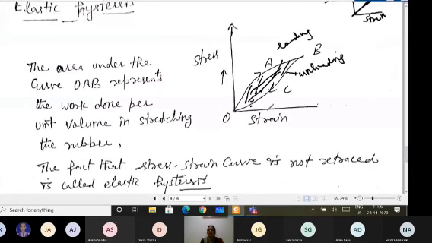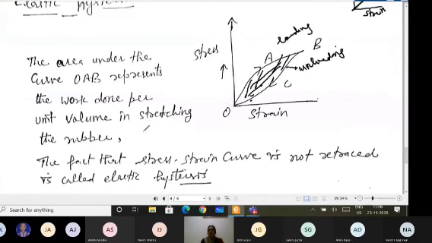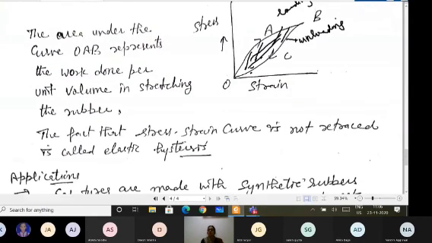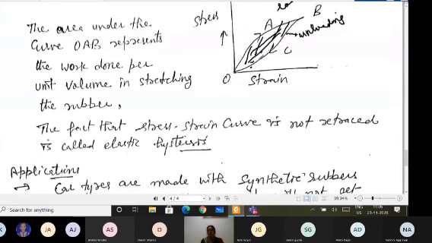And the area under this loop is giving you the work done per unit volume. This you should be noting, that work done per unit volume means the amount of heat produced. I may say that if the area is more, more heat is produced. If the area is less, less is the value of the heat produced. And this has found applications.